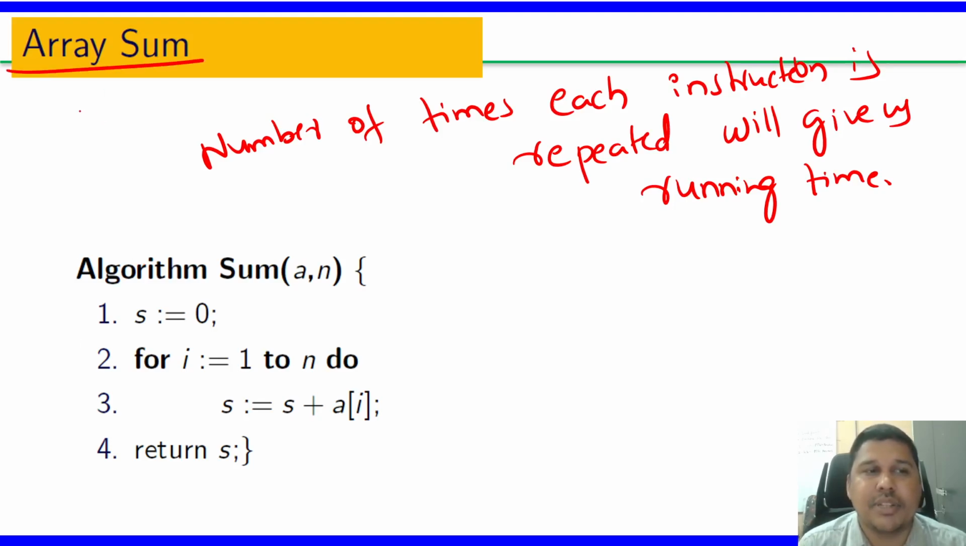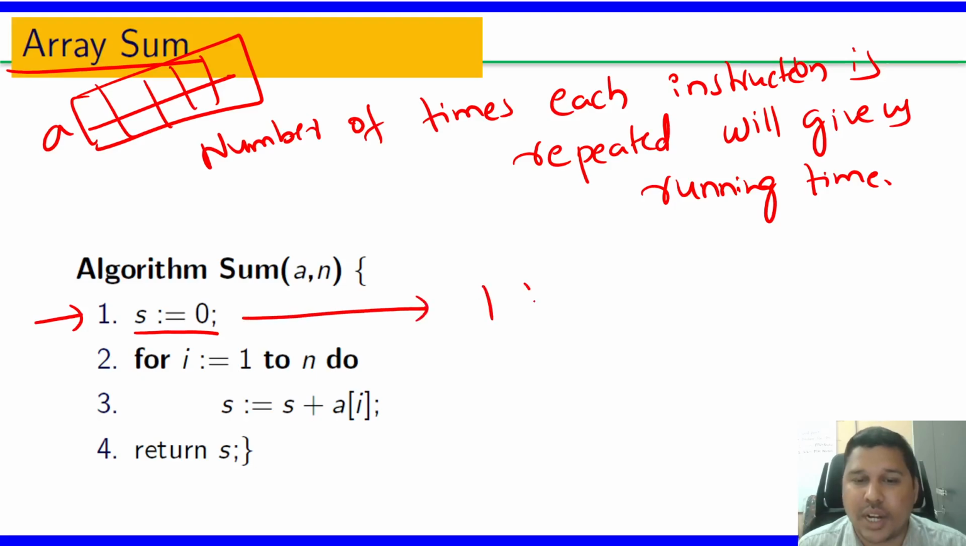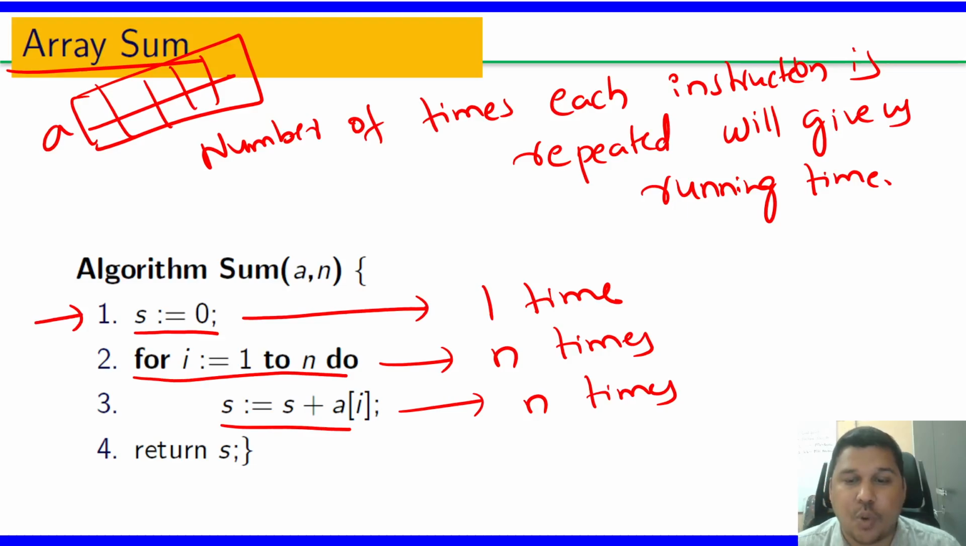Array sum means given an array with 5 or n elements, find the sum of the elements of the array. Now this is the first step. How many times will this step execute? It will happen only one time. How many times will this step execute? This will be executed n times. Also this step will be executed n times. Why n times? Because it is under a for loop. I hope this is clear. Because a for loop repeats until the condition fails. So 1 to n, it will repeat that step. That step will be executed n times.